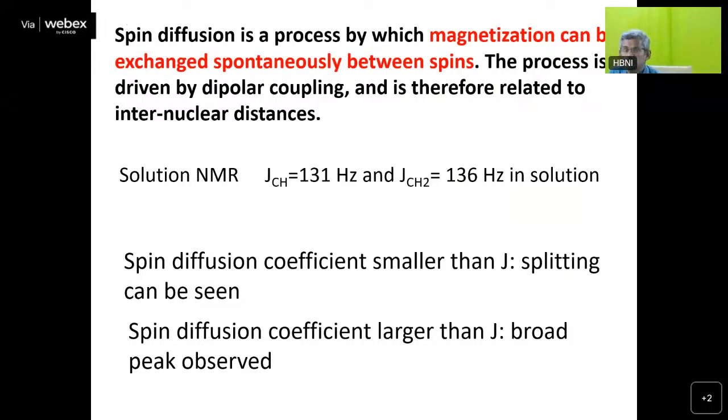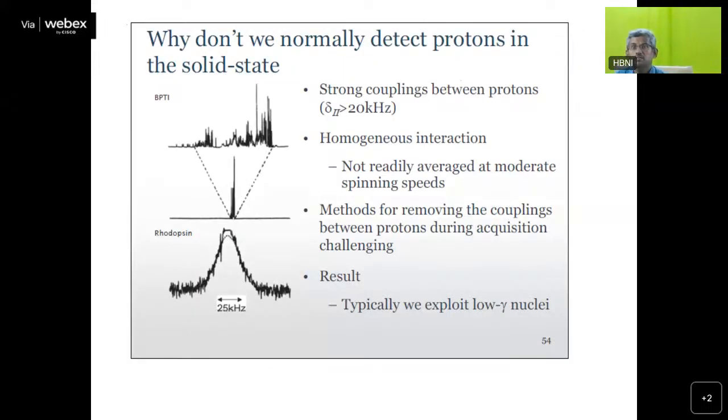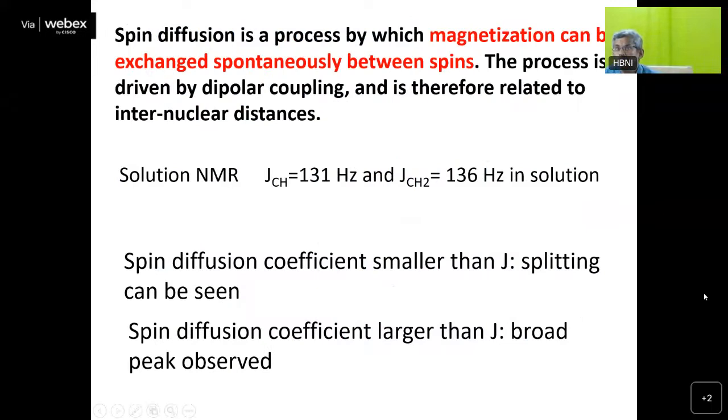So with this slide I will stop. The spin diffusion is a process in which magnetization can be exchanged spontaneously between spins. The process is dipolar; if there is no dipole coupling, then we will not see that. Because in solution, the coupling we see is not dipole coupling, it is a scalar coupling, taking place through bond, the through J coupling. That is why I have written JCH, which is around 131 Hz, and JCH, which is around 136 Hz. Through this coupling, we see the splitting. Whereas in solids, what we see is because of the dipole coupling.